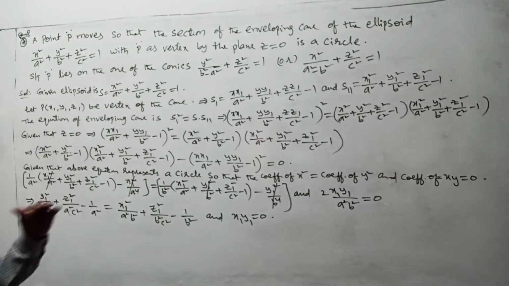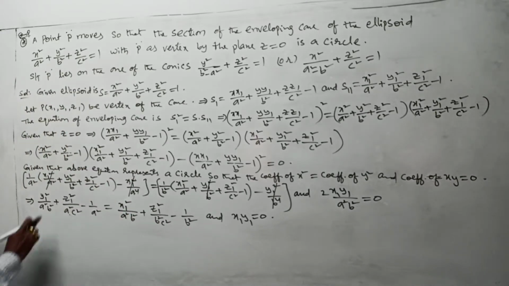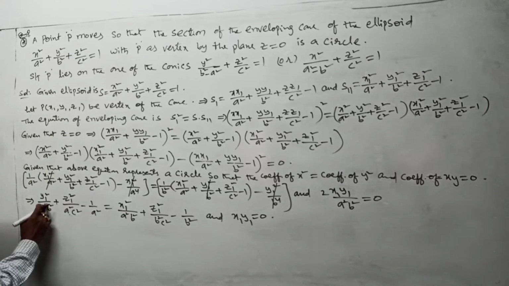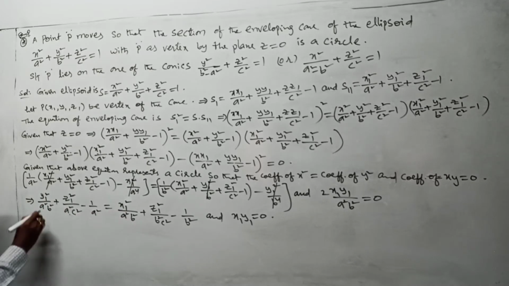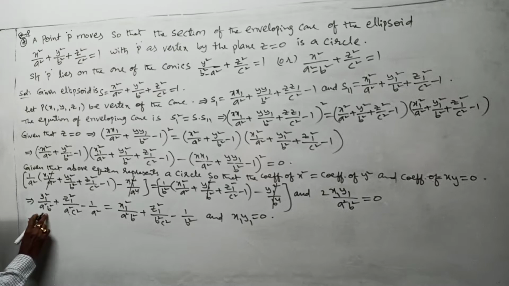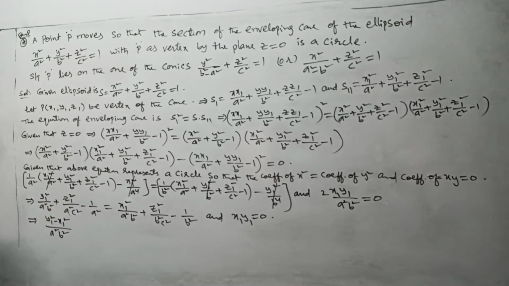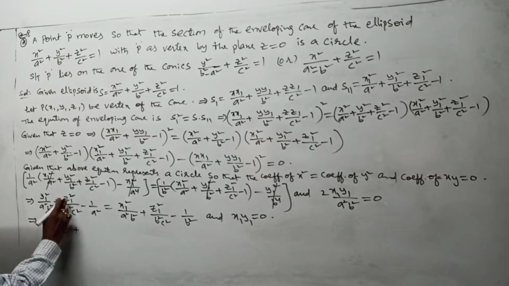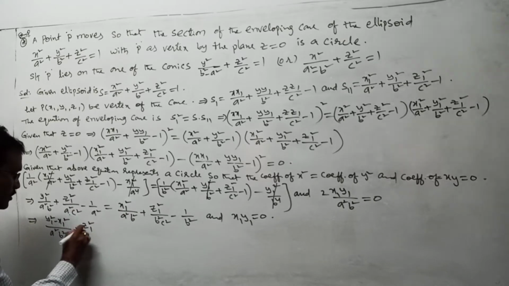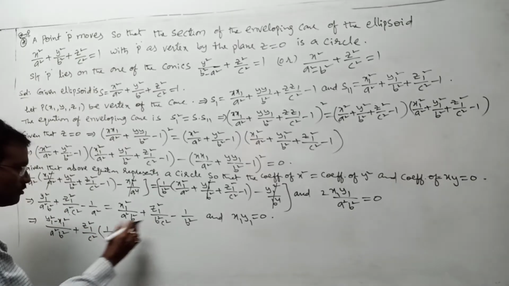Any problem with this? Just be careful with this simplification part. If you expand it, it is full of confusion. That's why don't expand, practice like this. In the next step, take the a square b square terms combination. In between these two things, take 1 by a square b square common. It is y1 square minus x1 square by a square b square, plus here take z1 square by c square common: 1 by a square minus 1 by b square.